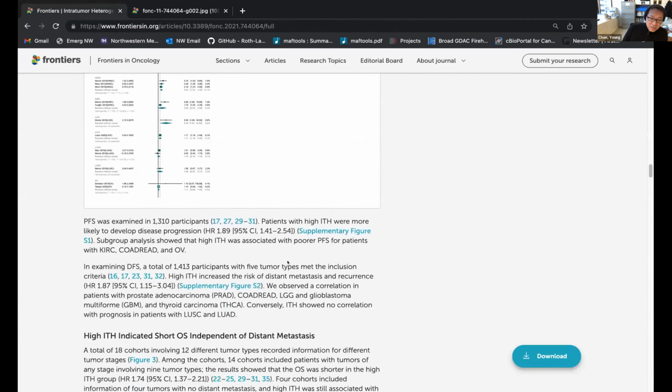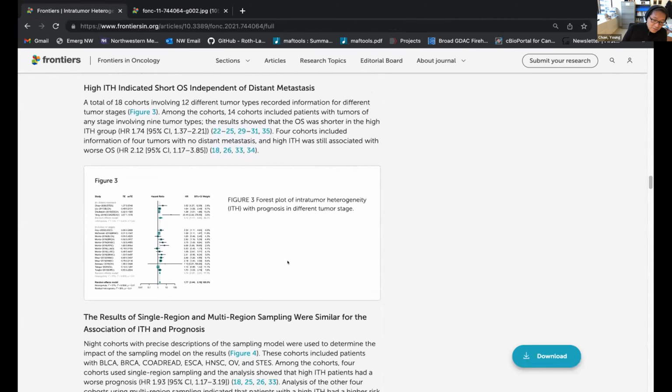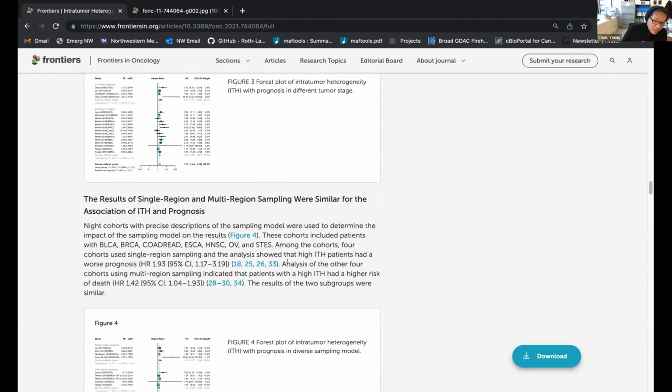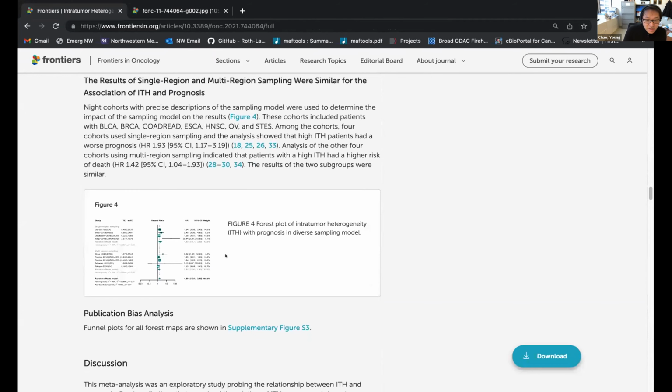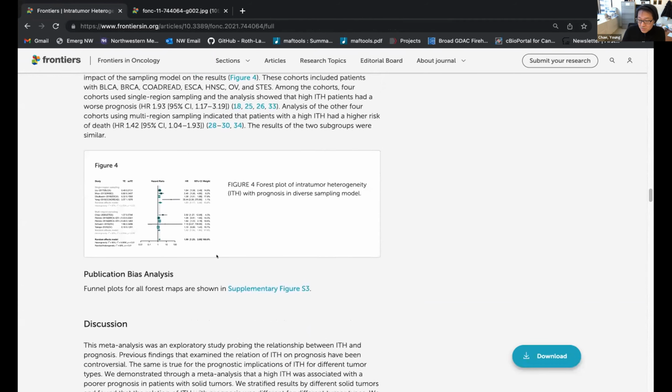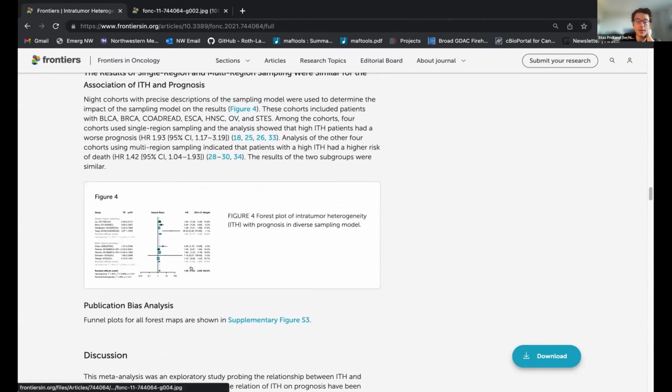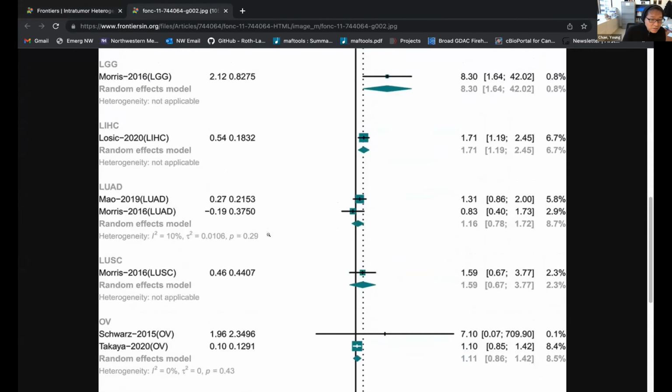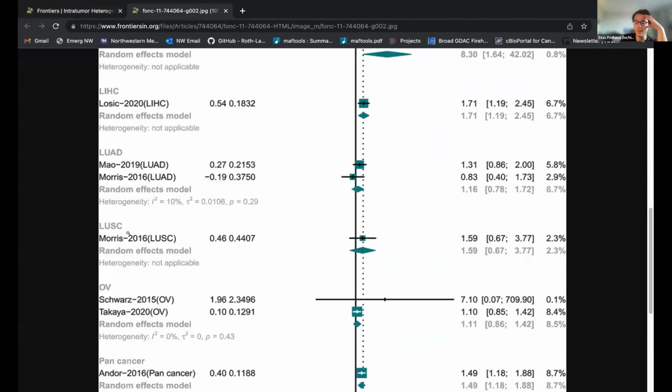Okay, so ITH is bad regardless of histology. But lung cancer, at least in this one, they lumped it all together, non-small cell. No, here they split it. Oh, squamous and... Here they split it, they had adeno and then they had squamous. Oh, okay. So is there a difference?